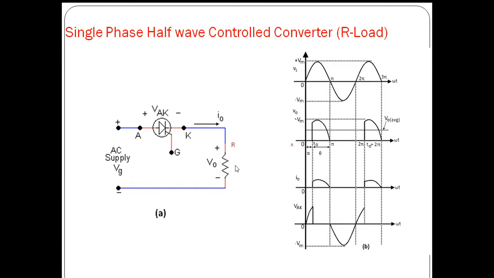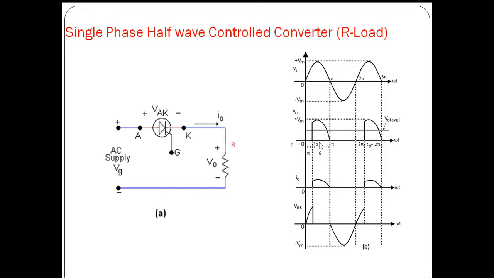So there will be a voltage drop across the output. By neglecting the on-state drop across the SCR, almost the supply voltage will appear across the load. So from alpha onwards, the output waveform follows the supply waveform. From this instant, your output voltage will be equal to the supply voltage, and this process will continue up to pi.